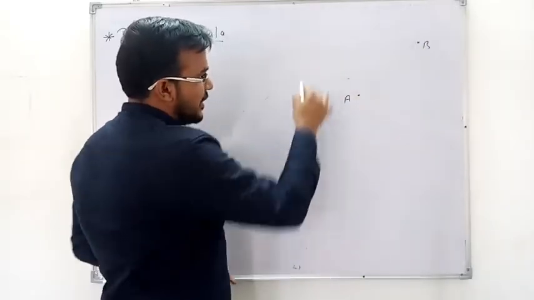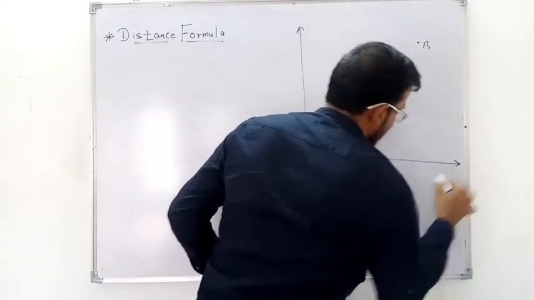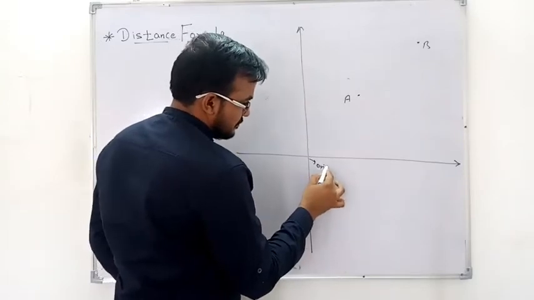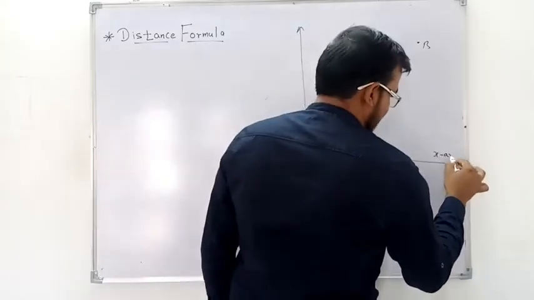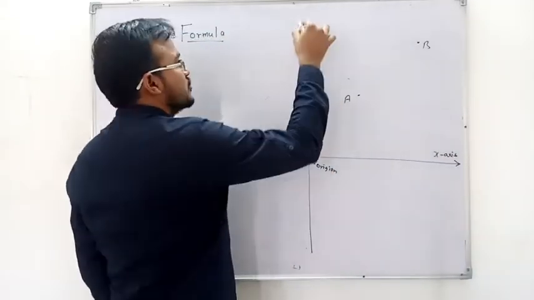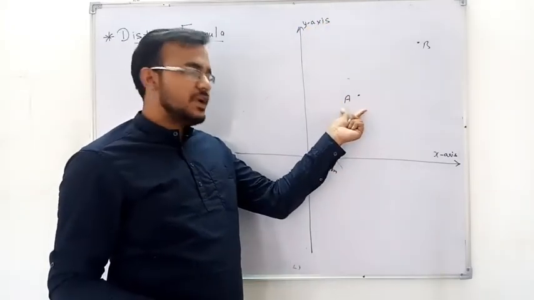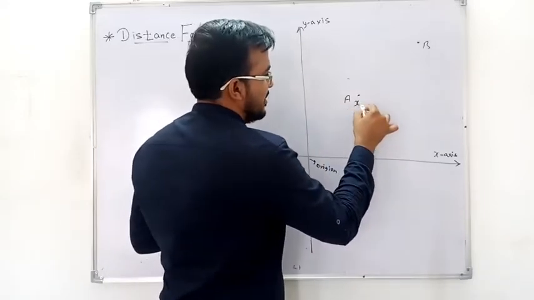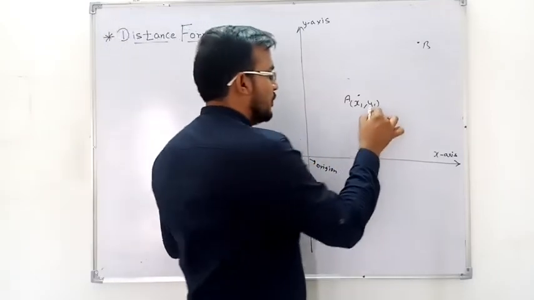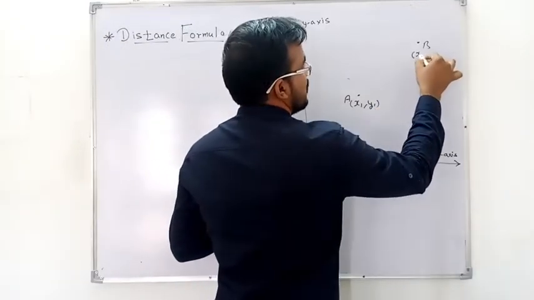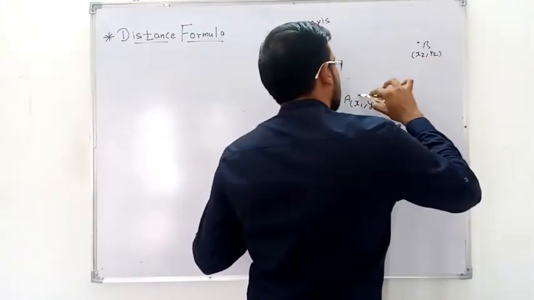If we check the coordinates of A and B from the origin, this is called the origin. This line is called the x-axis or abscissa. This line is called the y-axis or ordinate. If we check the coordinate of A from the origin, let us assume it be x1, y1. Similarly, the coordinate of B is x2, y2. Now join the line A and B.